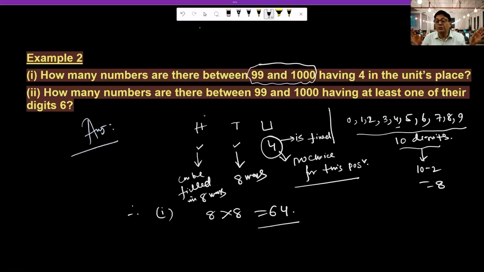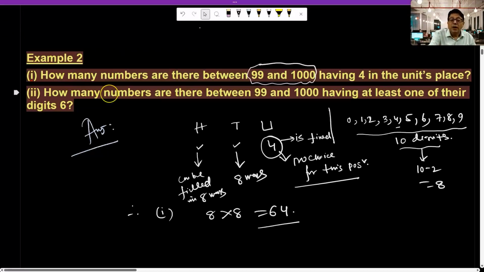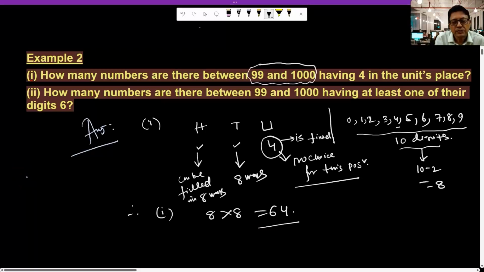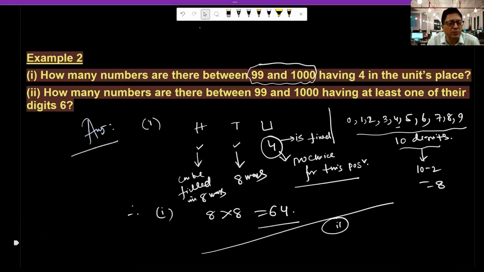But I am not going to do that, because I favor applying the fundamental principle of counting to get it. Okay, go for the next one. How many numbers are there between 99 and 1000 having at least one of their digits 6?